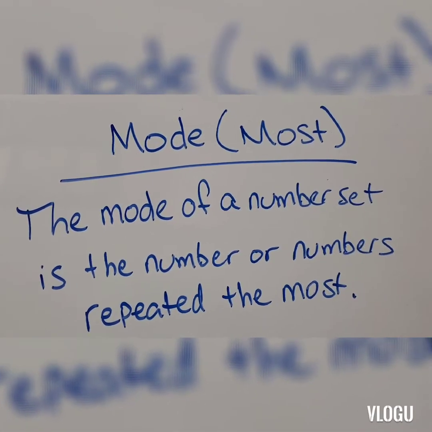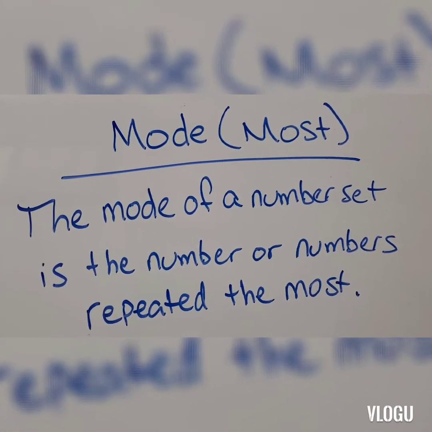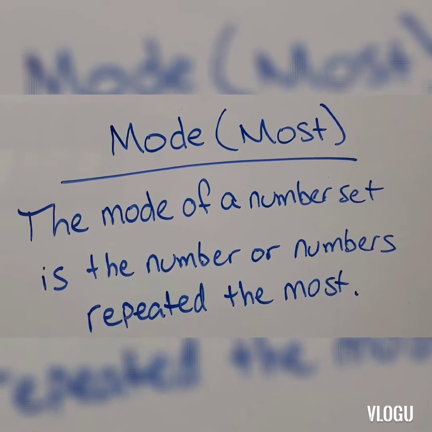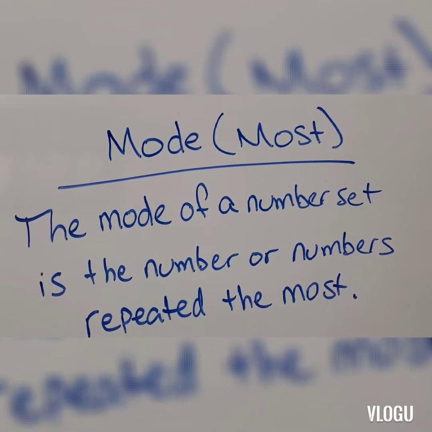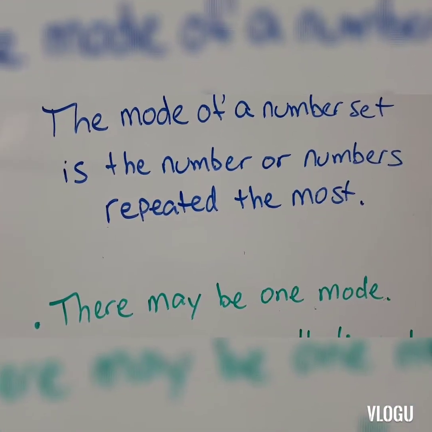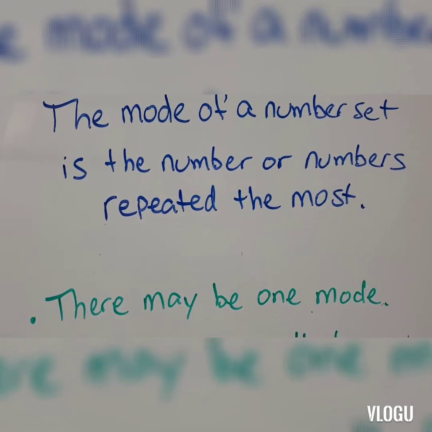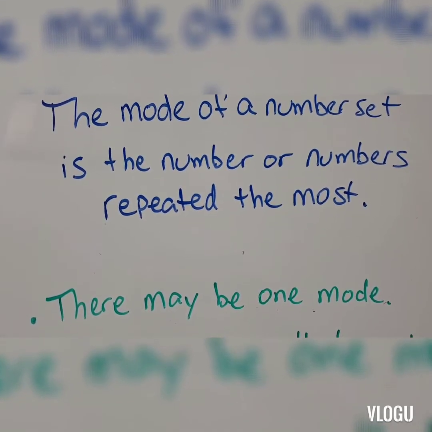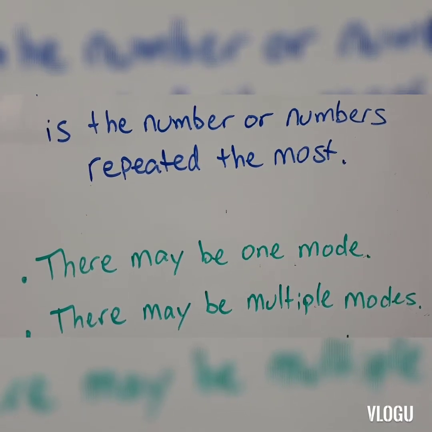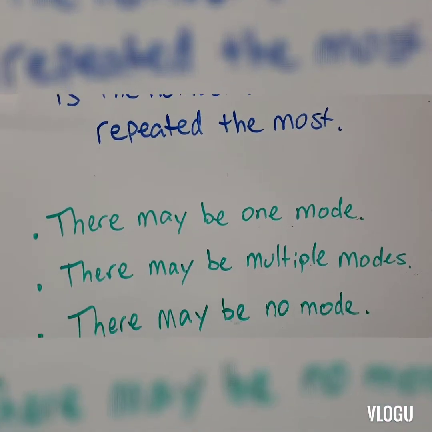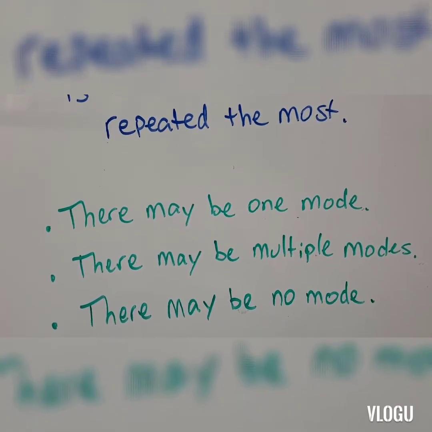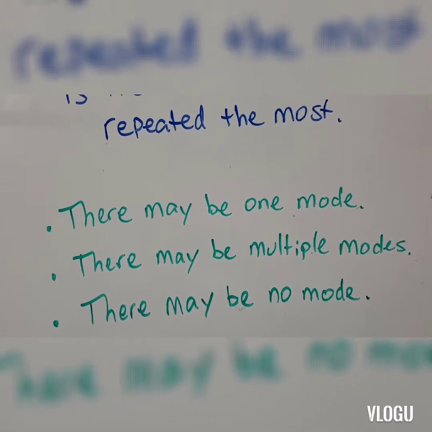Those are repeated numbers. So before we actually look at some examples, there are 3 rules that we need to be aware of. There may be only one mode. There may be multiple modes. There may be no mode. So what does all of this mean?